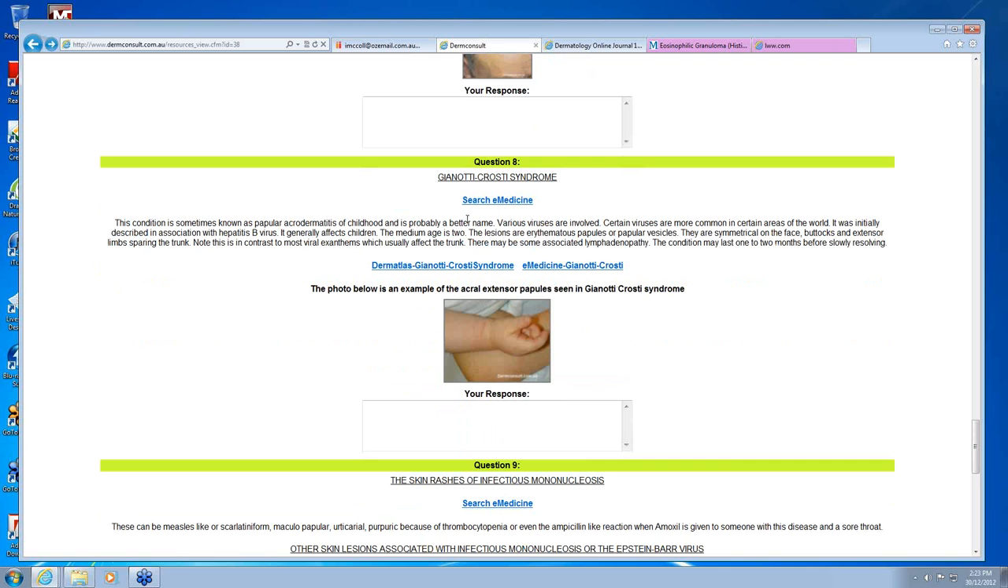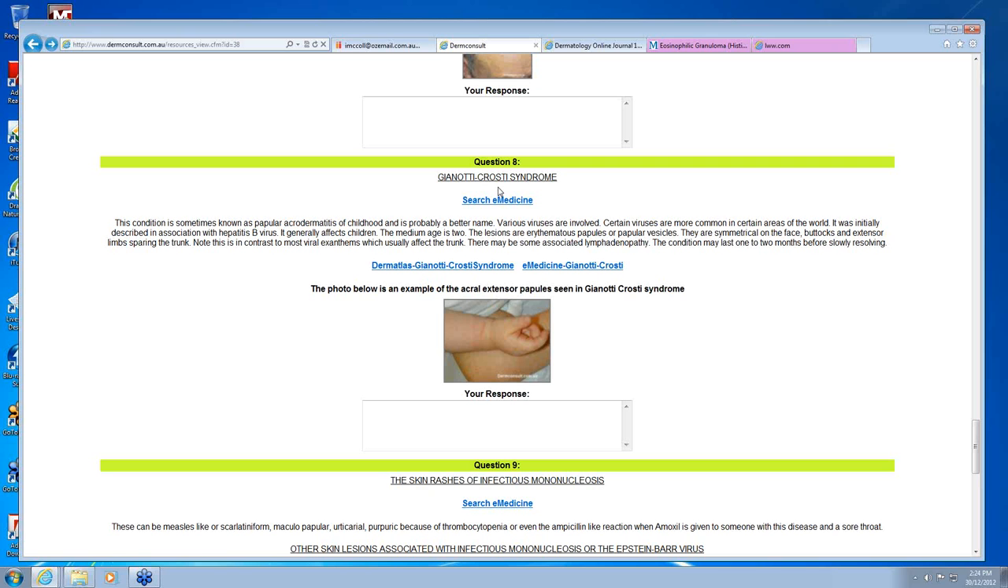What have we got here? Gianotti-Crosti. Gianotti-Crosti is a viral exanthem seen in children, and it's the distribution of the rash that's so characteristic of this condition, because it's essentially extensor surfaces of arms and back of hand, extensor surfaces of lower legs and feet, and typically also in the cheeks. And there's not much in the trunk.